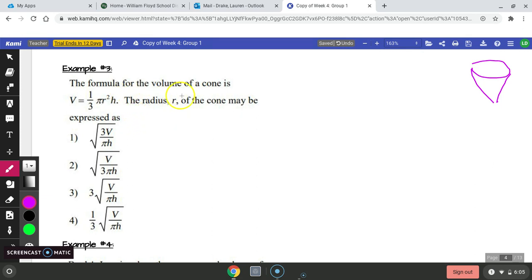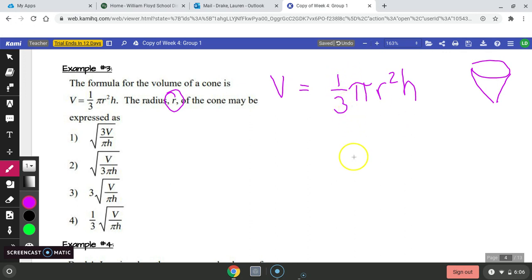Then it says the radius r of the cone may be expressed as... so see this r, we are solving for r again. So I'm going to rewrite my formula over here. V equals 1/3 pi r squared h. Okay, so similar to the last question, first I want to undo any addition or subtraction. Do I have any addition or subtraction on this side? No.